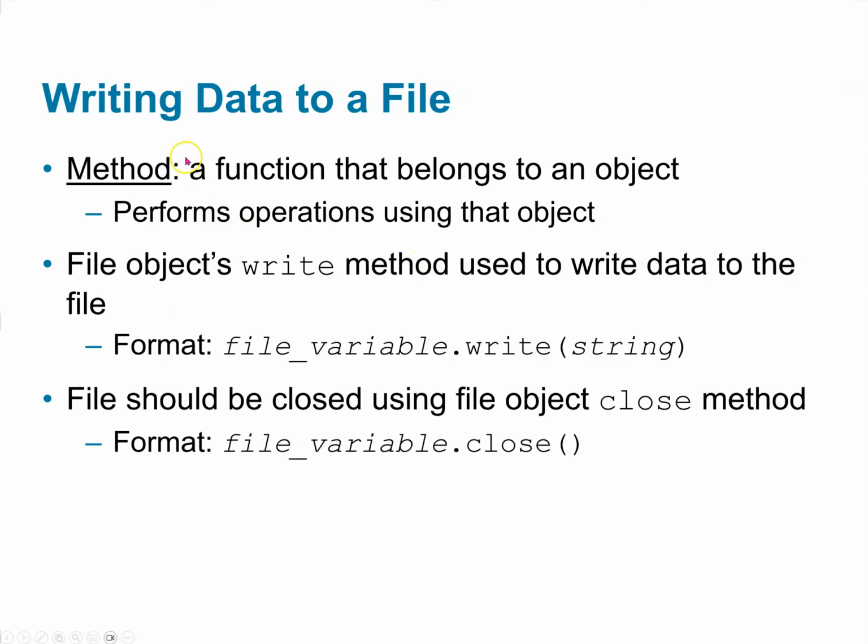So let's first look at writing some data to a file. A method is a function that belongs to an object and it performs an operation using that object. The file object's write method is used to write data to the file: file variable.write. When you're done, you should close the file.